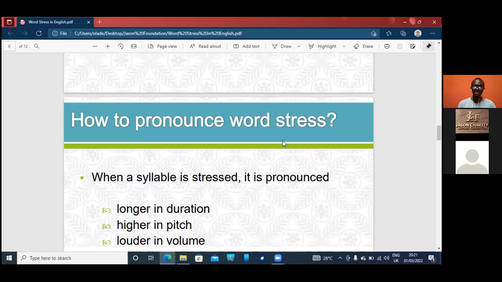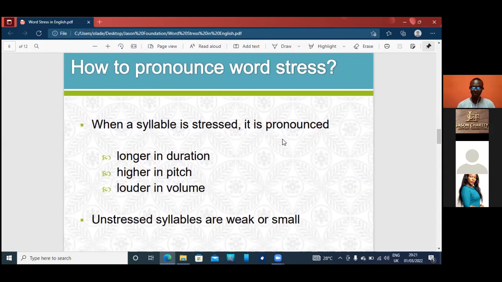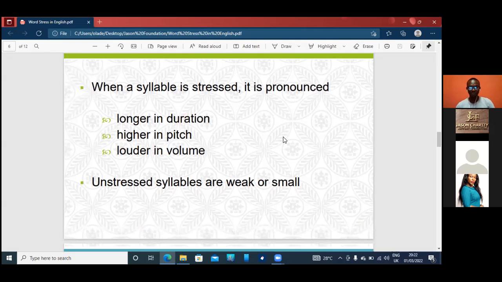So how to pronounce word stress? Are you with me? Okay. When a syllable is stressed, it is pronounced longer in duration, higher in pitch, and louder in volume. So these are the three things you should look out for when you are trying to pronounce a word. The syllable that is longer, higher in pitch, and louder would take the stress. All right, please, let's move on.